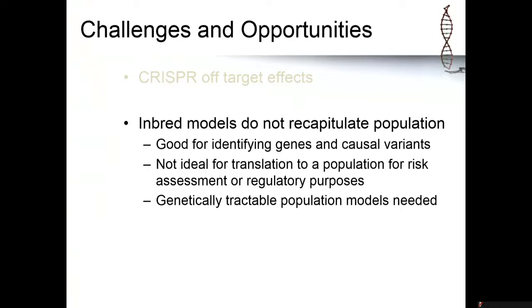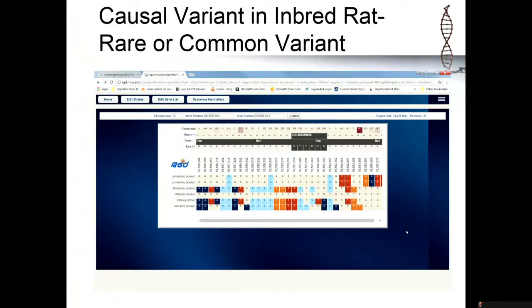And so having genetically tractable population models is quite needed, and you heard quite a bit about that with the collaborative cross and the diversity outbred models with the mouse. The one thing I can say is that when you're looking at a causal variant in an inbred rat, it's just like in humans. There could be a common variant that you see across other strains of rat, or it could be a rare variant that you're seeing in just your own strain of rat. In our case, it's pretty much only in a couple strains, and the other one being a salt-resistant model of hypertension.